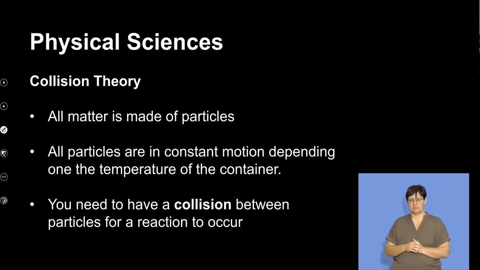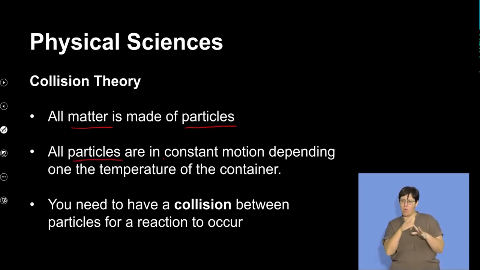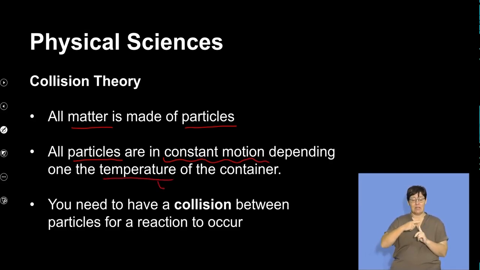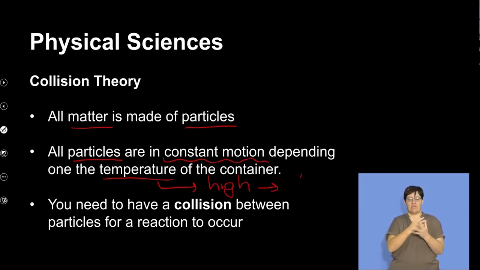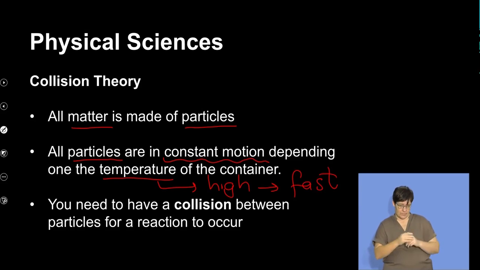When we talk about collision theory, we know that all matter is made of particles, and that particles are in constant motion. That motion depends on the temperature. We know that if it's a high temperature, as we've learned before, the motion will be fast. At a low temperature, the motion will be a lot slower.